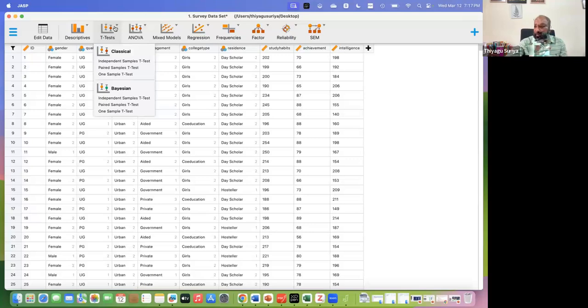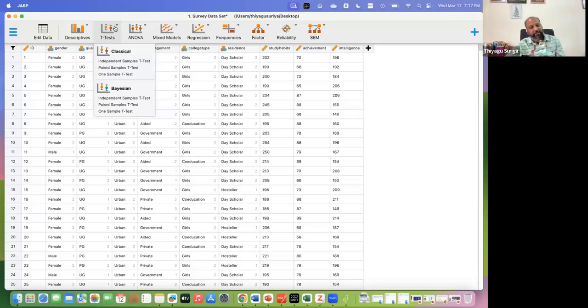The classical is the classical mode of research, based on p-value comparisons. We write the report based on the significance with respect to the p-value. Therefore, we need to go to classical. When you go to classical, we have 3 t-tests. What are the t-tests? Independent, paired, one sample. Hope you are getting this, the 3 sample t-tests.